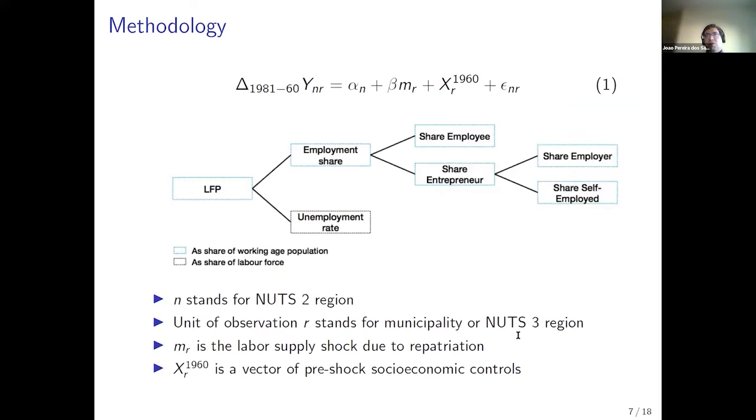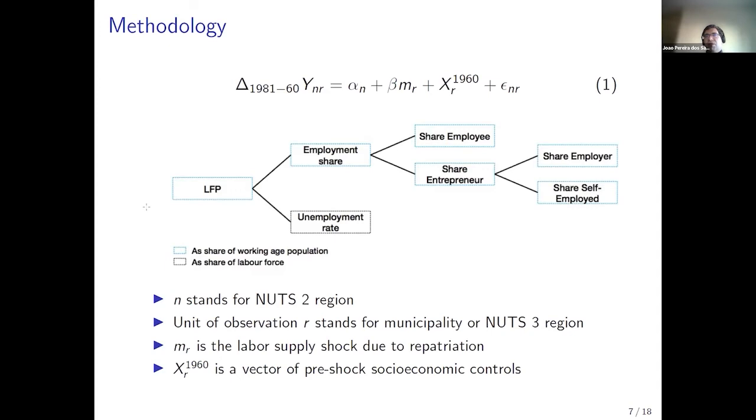So what are we going to do? These are basically first differences measured at the municipality and in NUTS2. We are going to have some NUTS2 fixed effects, and our measure of interest is going to be this beta, which is basically the impact of a higher share of repatriates. Everything is going to be conditional on a share of municipal level controls measured at the beginning of the shock.